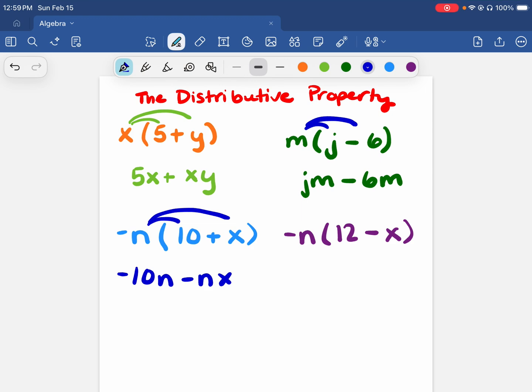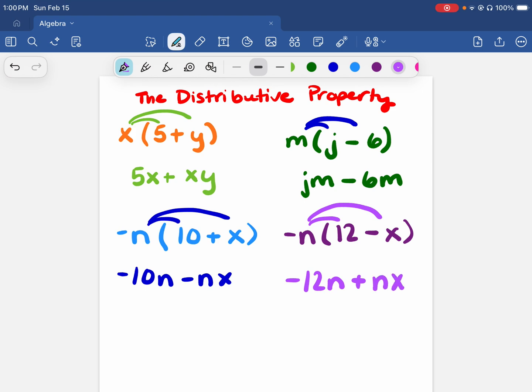Now when I multiply negative n, or distribute negative n to the 12 and to the negative x, when I distribute the negative n to 12, I have negative 12n. And when I distribute or share out that negative n to the negative x, a negative times a negative is a positive nx or xn. The order does not matter there.